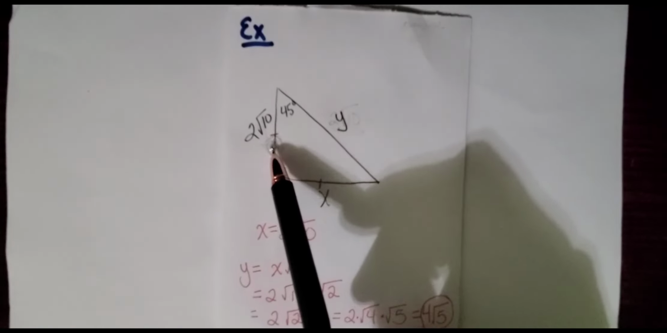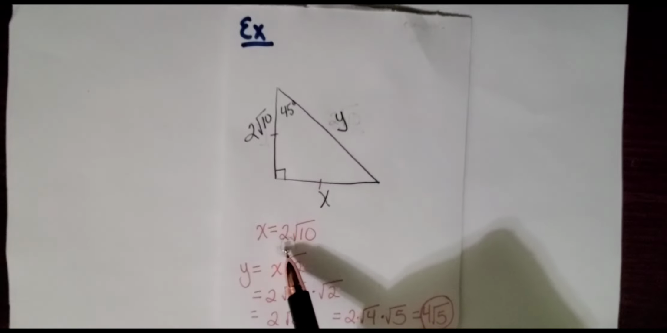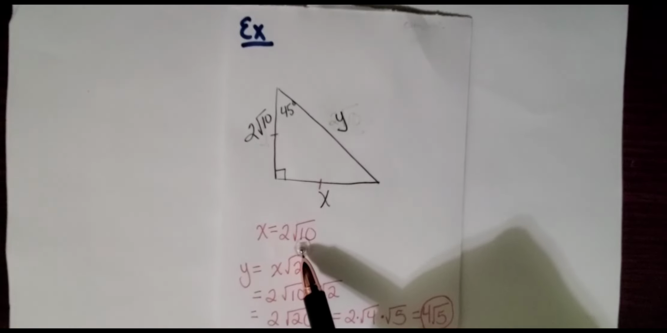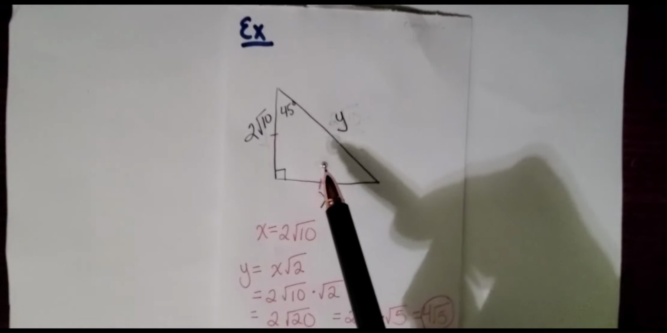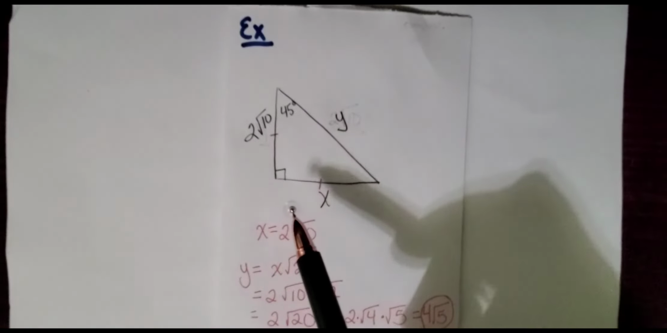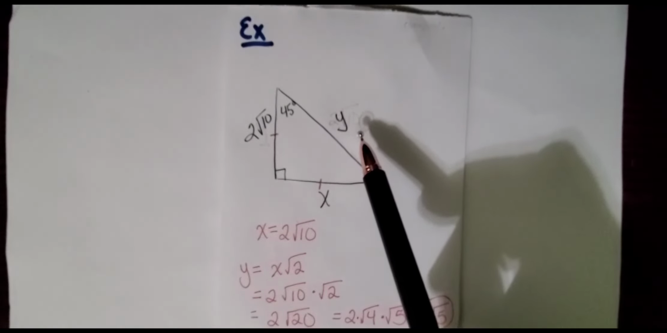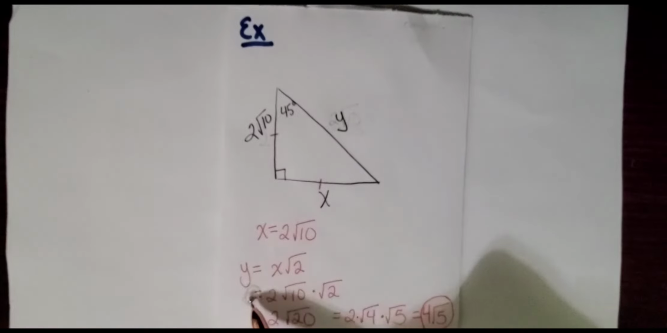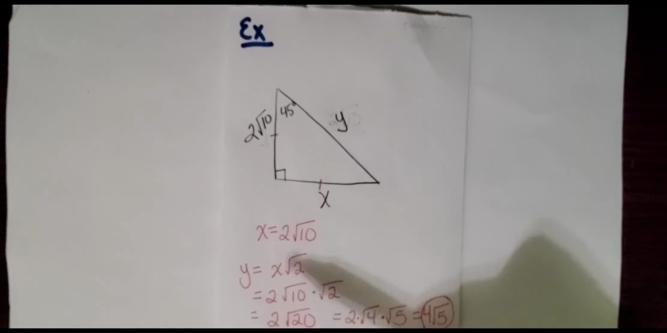So if this side measures 2 radical 10, then this side has to also measure 2 radical 10. So now we have that x is equal to 2 radical 10. The hypotenuse of a 45 degree right triangle is equal to x times the square root of 2. So here I wrote the equation y, which is what the hypotenuse is labeled as, is equal to x times the square root of 2.